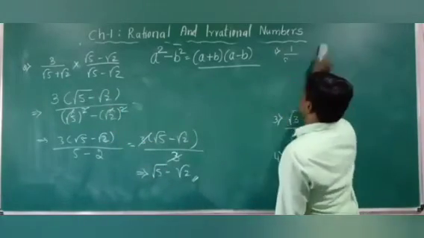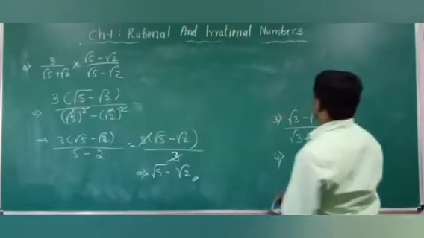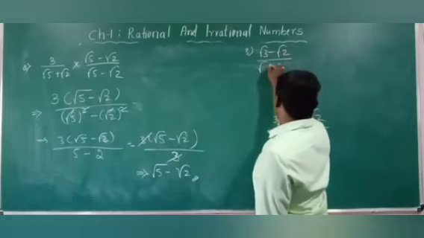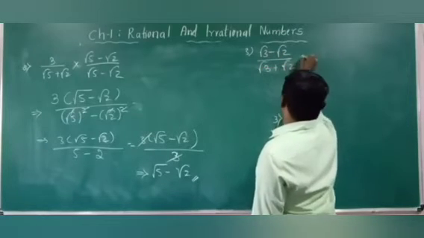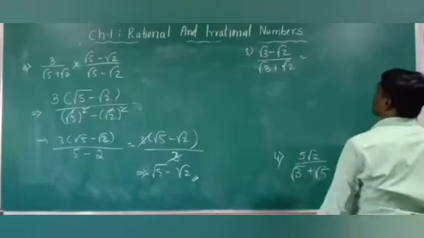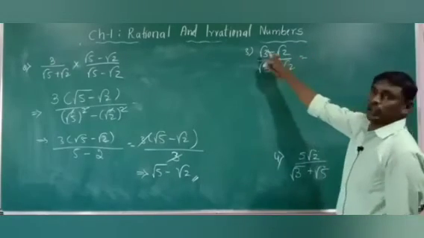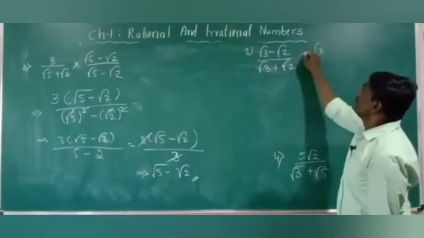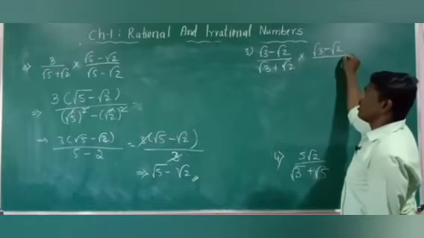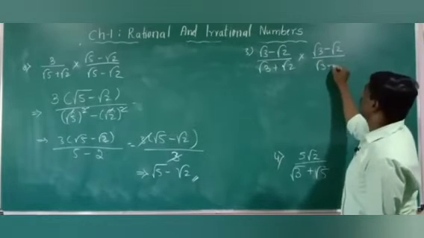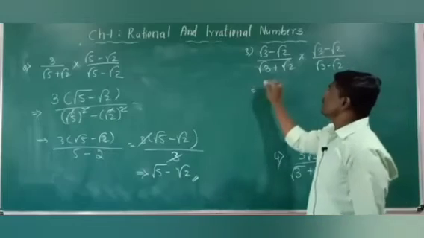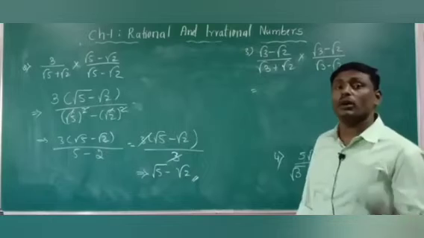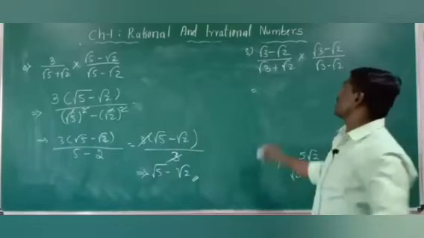Next one, see the third question. Third one is root 3 minus root 2 divided by root 3 plus root 2. Okay, rationalize the denominator. What do we need to multiply? The least rationalizing factor, root 3 minus root 2 divided by root 3 minus root 2. Now observe the numerator part, a minus b into a minus b. It is in the form of a minus b whole square.